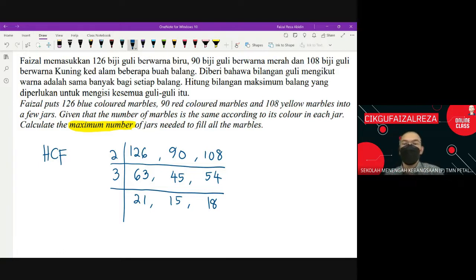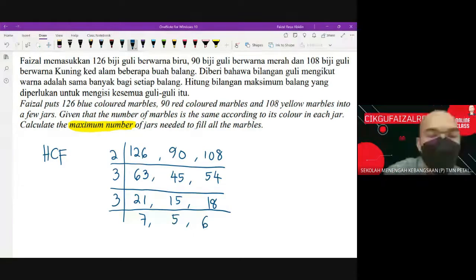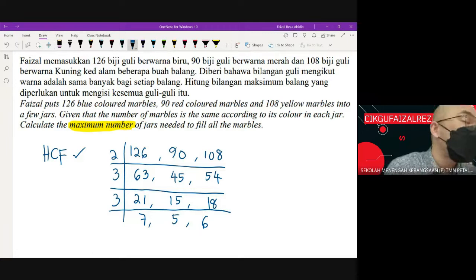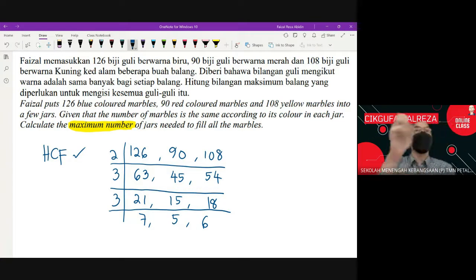After that, what should I do? Can divide it again by 3, isn't it? So you are going to get over here is 7, 5, 6. After that, 7, 5, 6. Can 3 of our number here? Cannot. So because of this one is HCF. We want to find the maximum. If minimum, you are going to use LCM. So you are going to find until 1, 1, 1, 1.